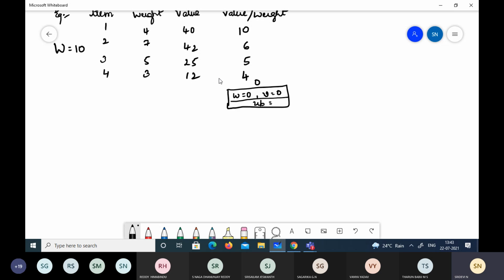What is the weight of the knapsack? So in this case, we have to calculate the upper bound for this. So the upper bound will be, using the formula, I'll write down here once again, is equal to V plus capital W minus small w into Vi plus 1 divided by Wi plus 1.